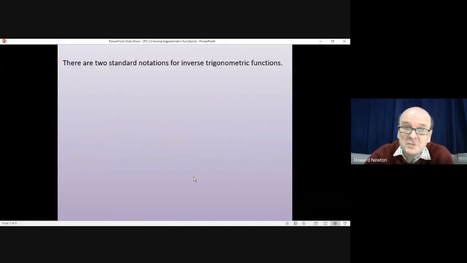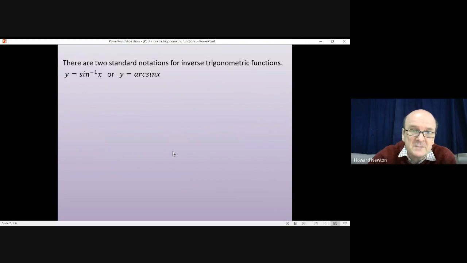First of all, there are two standard notations for inverse trig functions. y equals sine to the minus 1 of x means inverse sine, and y equals arc sine also means inverse sine. They mean exactly the same thing. There is no difference between them.